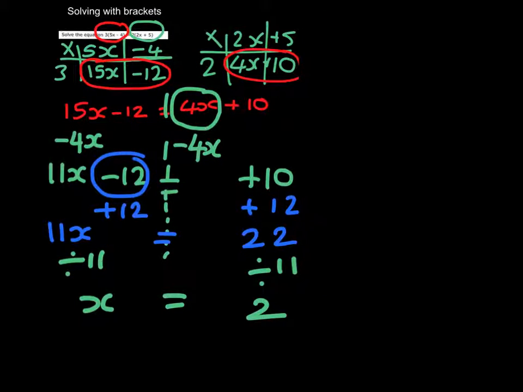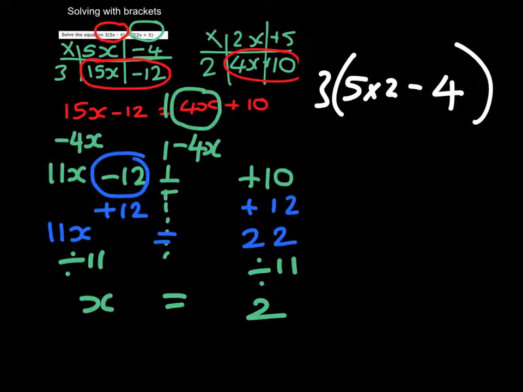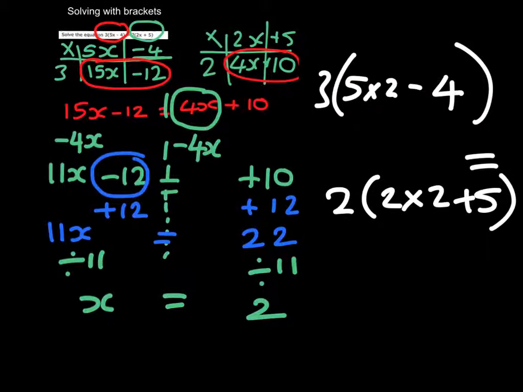So I've got 3 brackets, 5 lots of 2, so 5 times 2 minus 4. That's the one. If I pop it into that side, that should be equal to the other side, which was 2 lots of 2 times 2 plus 5. So if I just double check those and see if they work.